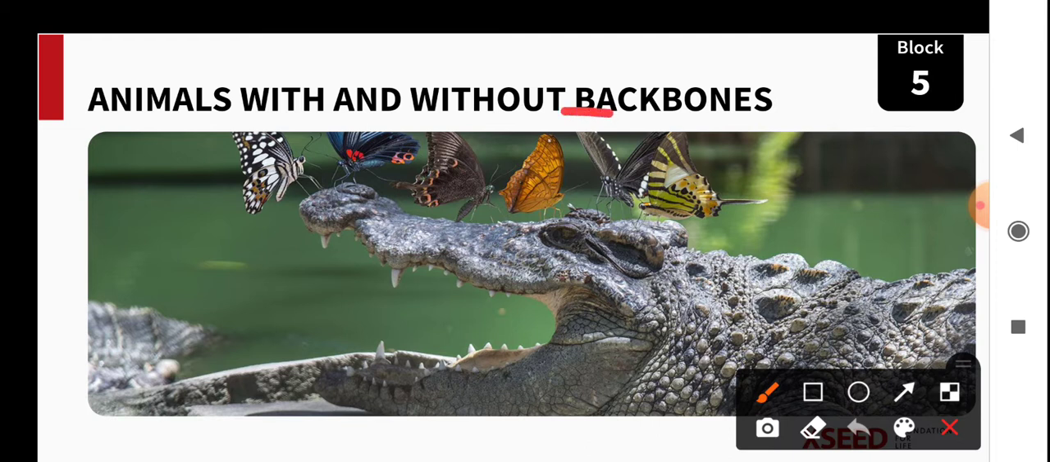Some animals are having backbone, some animals are not having backbone. So how to identify them? What are the features shown by the animals which have backbones and which do not have backbone? What do we call them scientifically? These are the things you are going to learn in today's class.